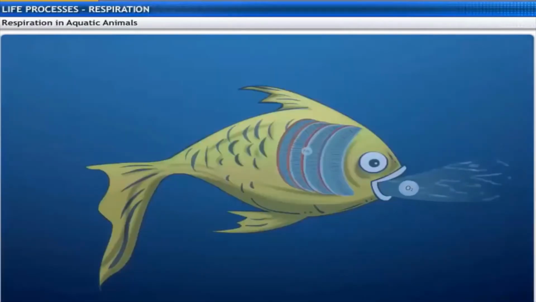Fish take in water through their mouths. This water has dissolved oxygen in it, which diffuses into their blood. The water is then forced out through their gills.